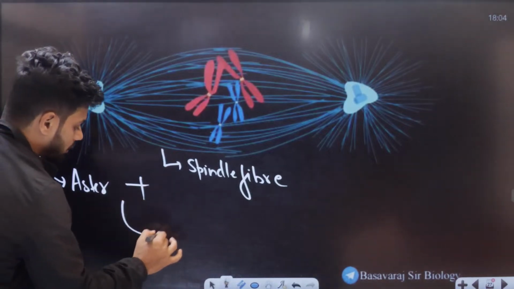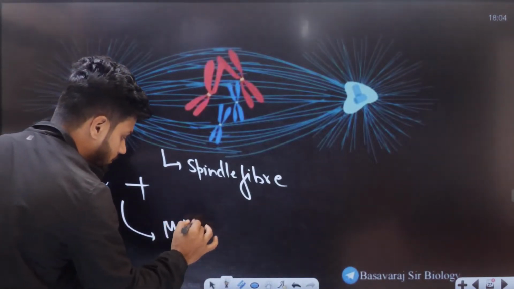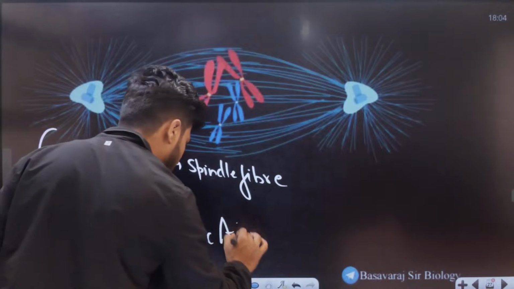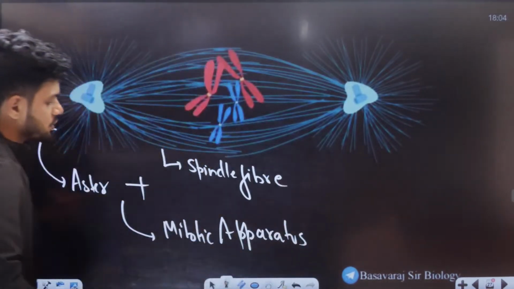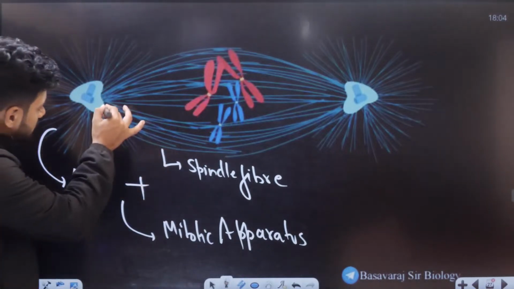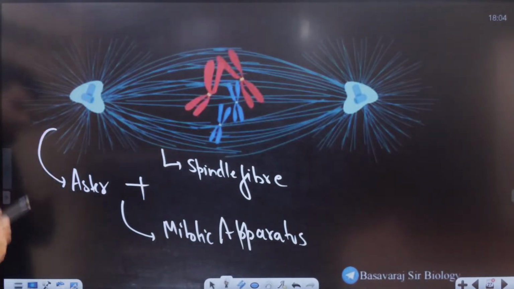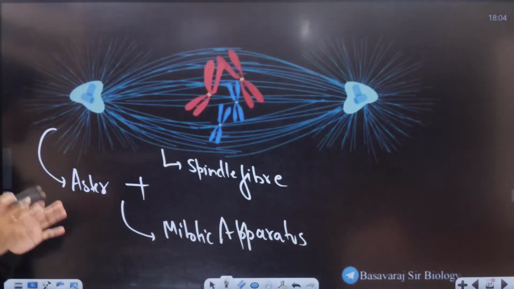Together they are called the mitotic apparatus. This is spindle fiber here. These are asters on the back. Together they are called the mitotic apparatus.